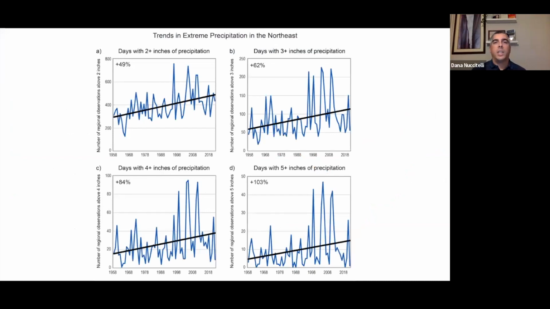So here you can see over the past 50 years or so, the increase in extreme precipitation days with more than 2 and 3 and 4 and 5 inches of precipitation. So you can see this long-term trend. There's a lot of year-to-year variability, but this long-term trend with these extreme precipitation events becoming more and more frequent and thus causing more and more flooding damages.